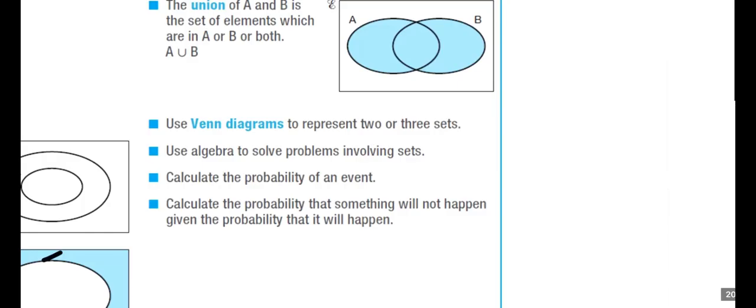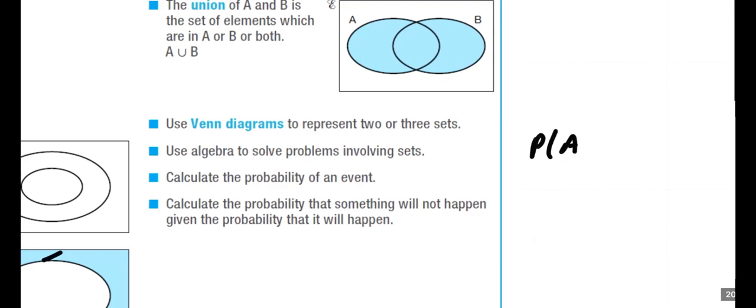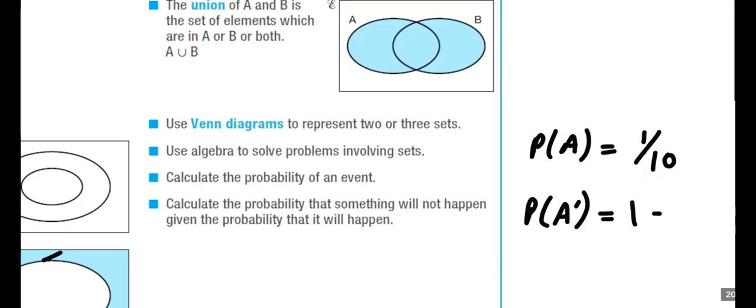Okay, and finally, do you know how to read this statement? Calculating the probability that something will not happen if I tell you the probability of that thing happening. For example, if I tell you that the probability of an event happening is 1 over 10, can you tell me what the probability of that thing not happening will be? 9/10. Exactly, because you have to do 1 minus the probability of it happening.